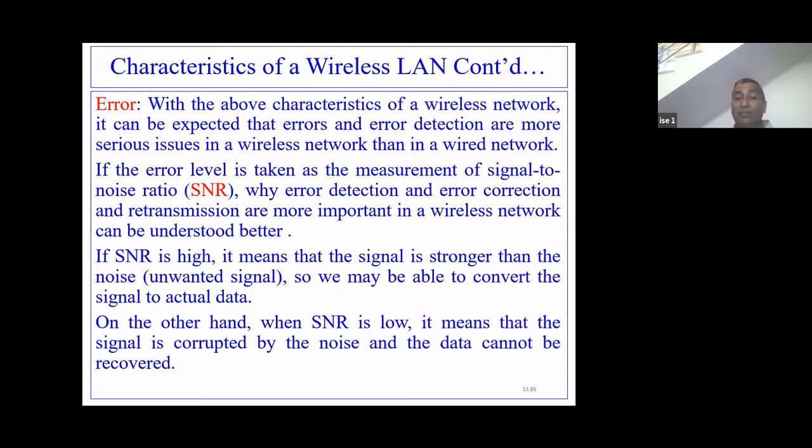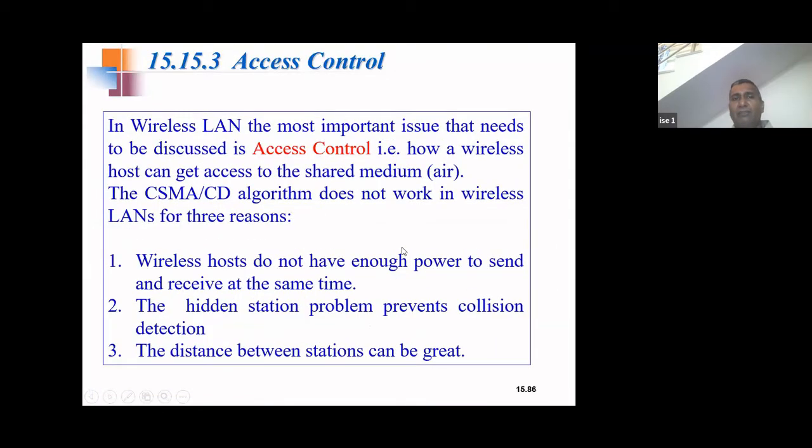But if the signal to noise ratio is low, it indicates signal strength is very low, whereas the strength of noise is very high. In that case, I will not be able to recover the original data. I could not do that. So this was error. Now, in wireless LAN, the most important issue was access control, right?